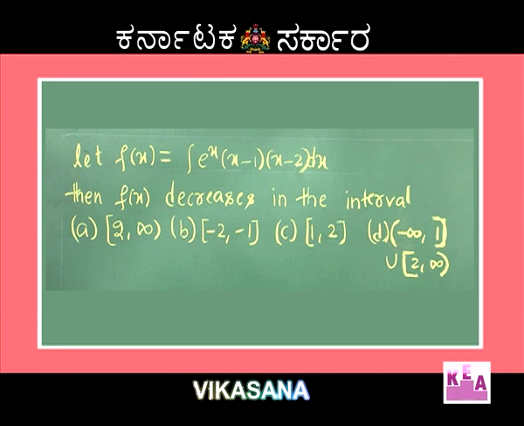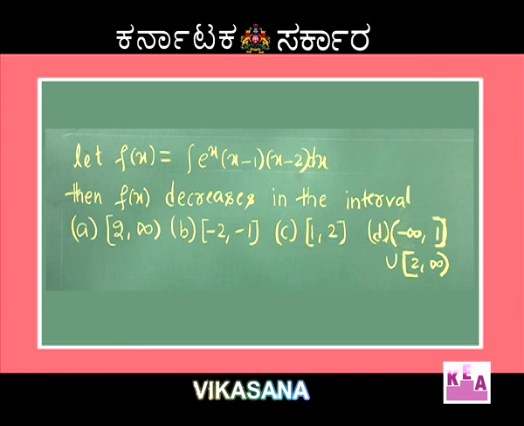Question is really confusing. Look at the question. f of x is equal to integral e power x into x minus 1 into x minus 2 dx. Then f of x decreases in the interval 2 to infinity, minus 2 to minus 1, 1 to 2, and minus infinity to 1 union 2 to infinity. Observe the close brackets. Look at this, dear students.